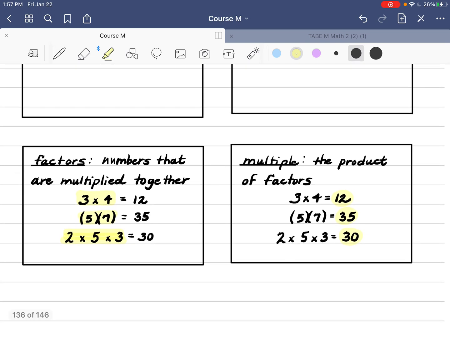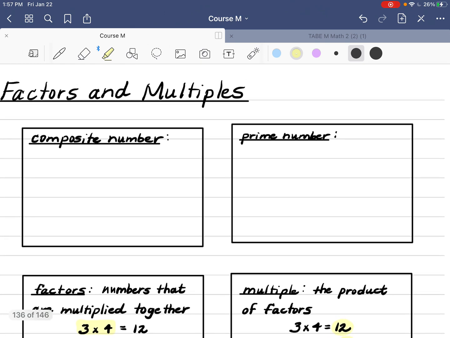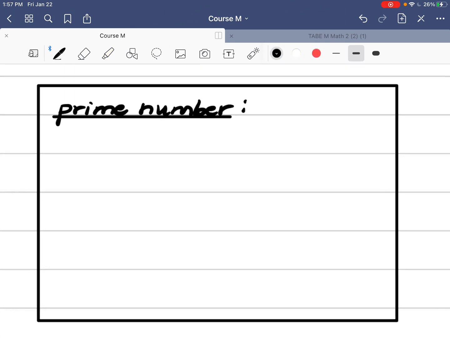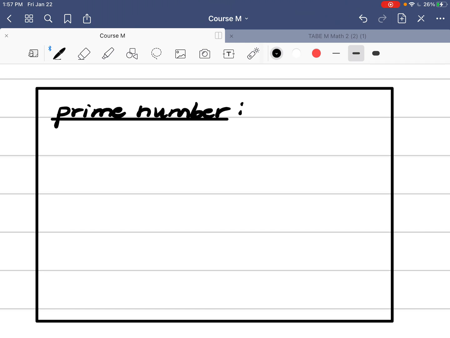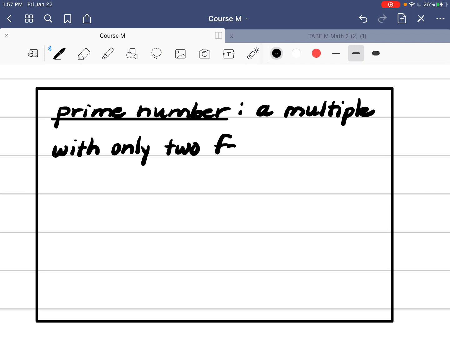Okay, let's take a look at composite and prime. I want to start with prime. So prime number. A prime number is a multiple with only 2 factors, and I can even tell you what the 2 factors will be. One of them will be a 1 and itself. And let me explain what I mean by that.